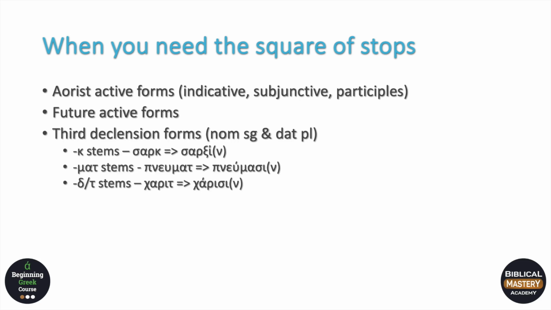You'll also find it in third declensions, and this is in nouns, not verbs, right? So we've talked about it in verbs, but you're going to find it in nouns, particularly in nouns ending in a kappa, such as sarx, okay, which if you look at this in the dative plural is sarksin.